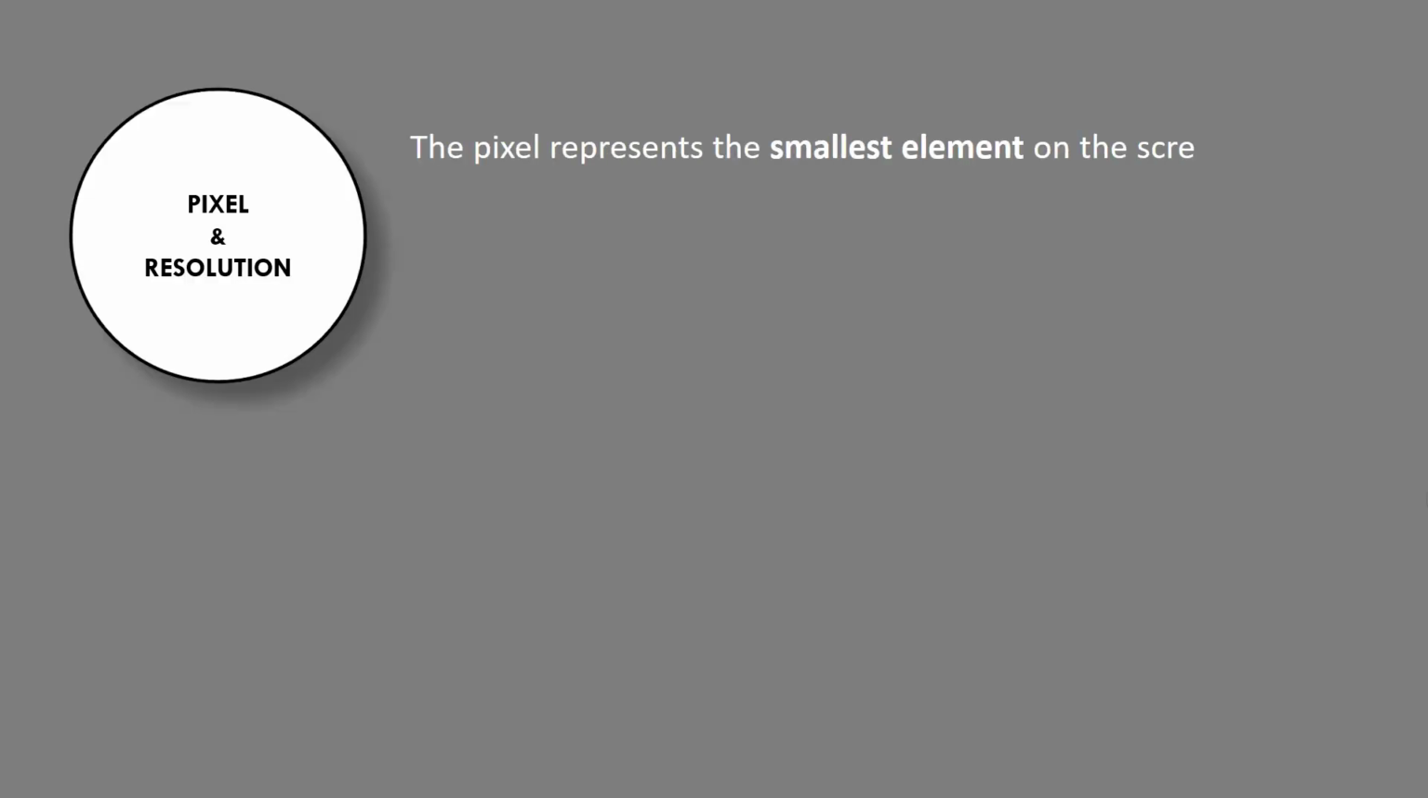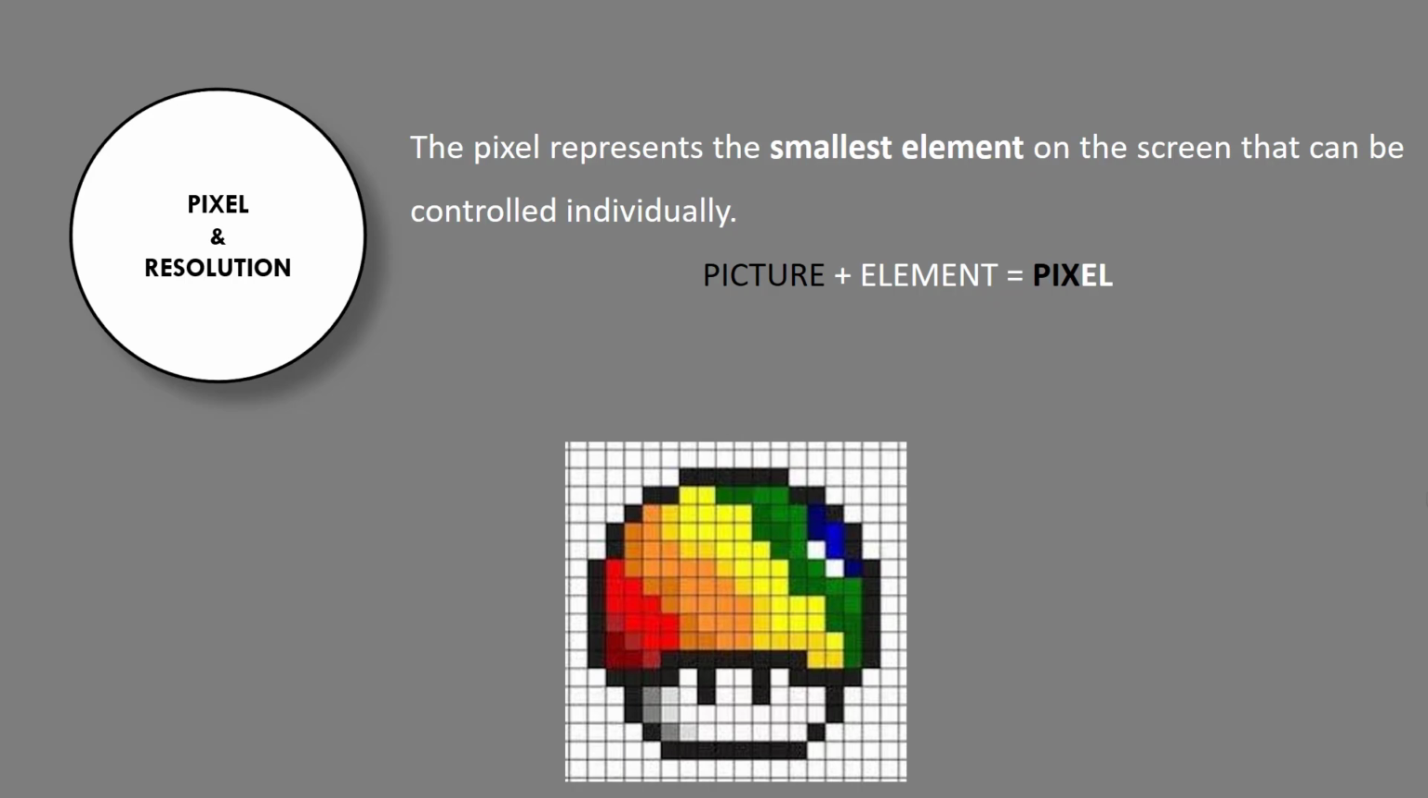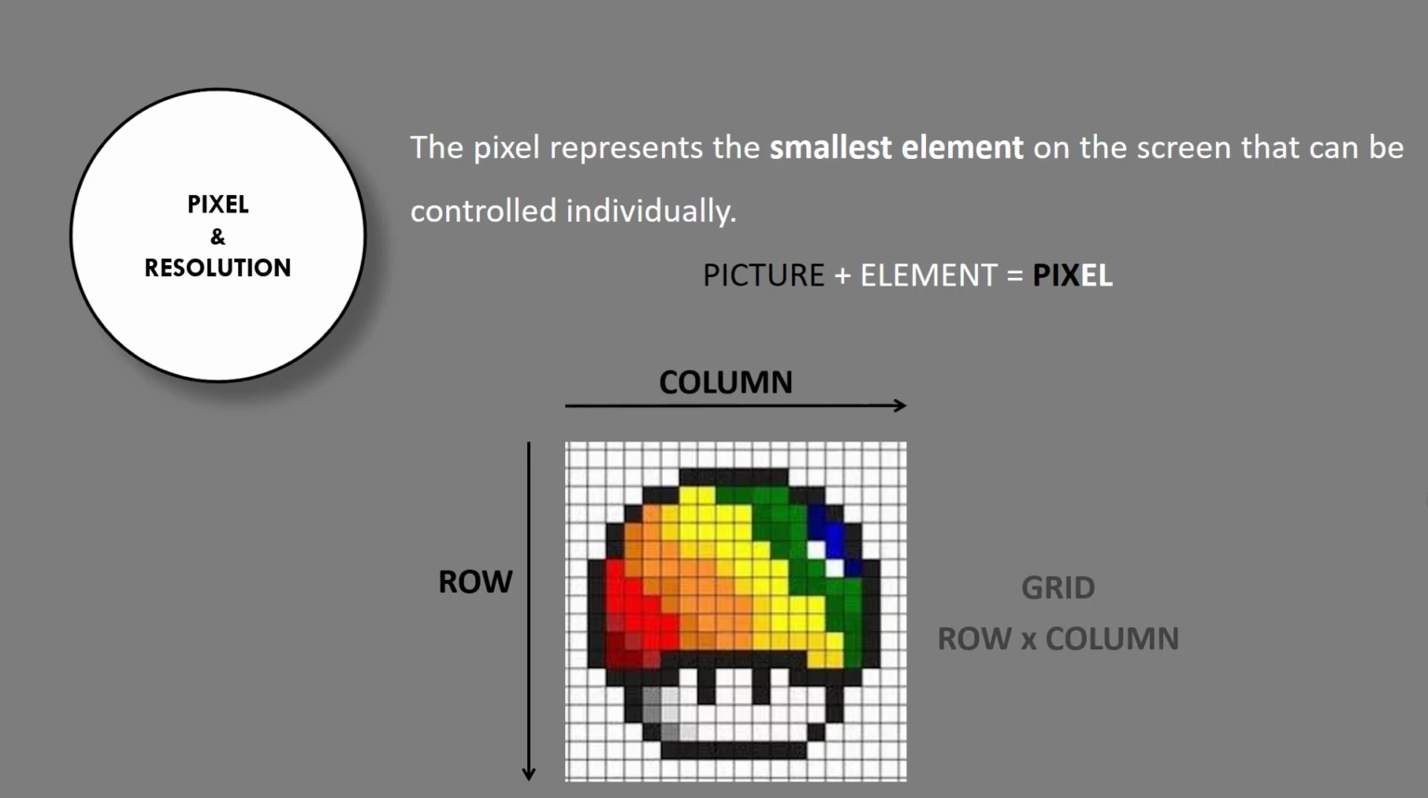Now let us see what is pixel and resolution. The pixel represents the smallest element on the screen that can be controlled individually. The name pixel comes from picture element. This is how a pixel looks like. Wow, it is so colorful, it has different colors in it. But what are these colors? It is divided into rows and columns, and it forms something called a grid-like structure, that is rows into columns.